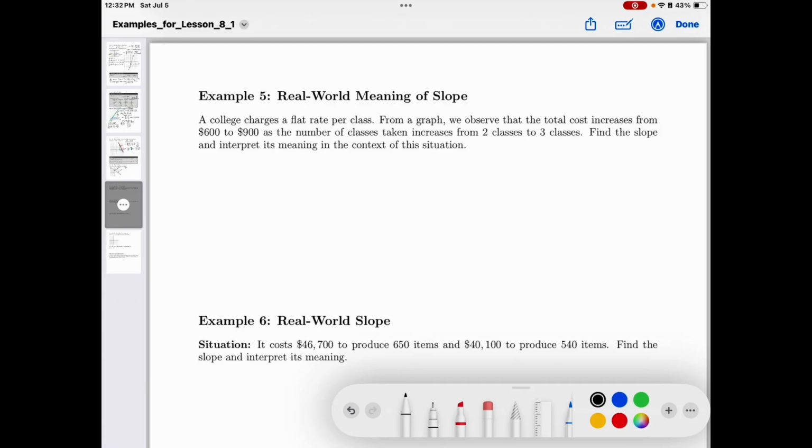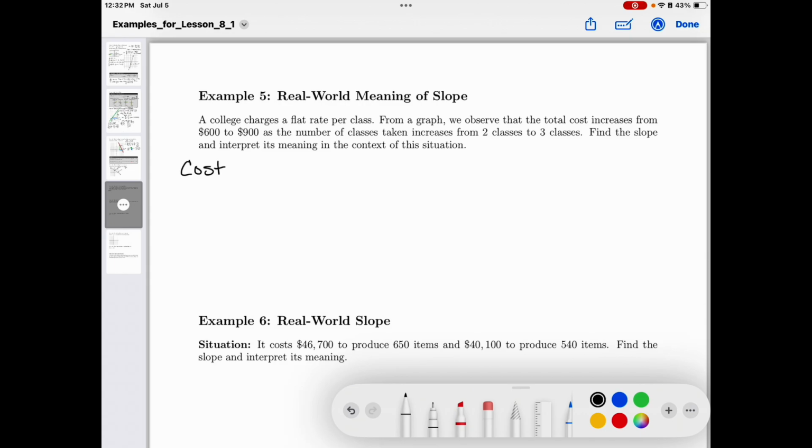In example 5, I'm going to go over how you can interpret the meaning of the slope in a context. So in this example, it says a college charges a flat rate per class. From a graph, we observe that the total cost increases from 600 to 900. So let's write that down.